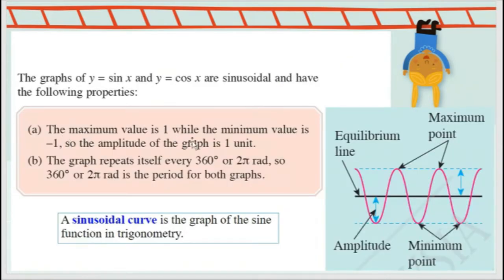The maximum value for the sine and cosine graph is 1. Then the amplitude is 1. What does amplitude mean? This one means amplitude. Then this we call the equilibrium line. And these two are maximum points, and this is the minimum point. Then amplitude is the distance from the maximum value or the minimum value to the equilibrium line.